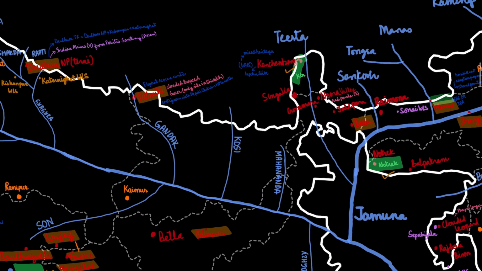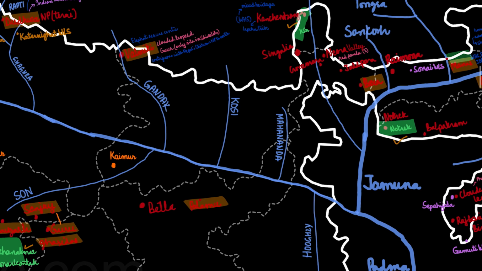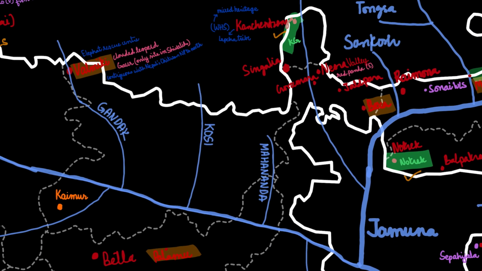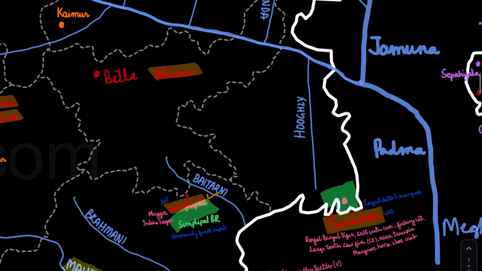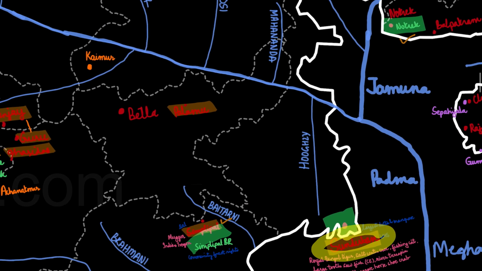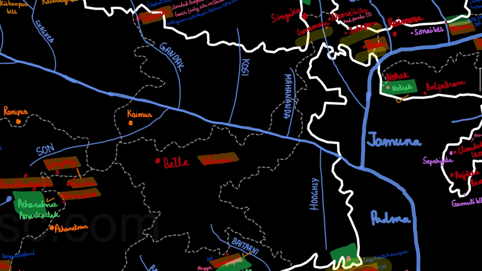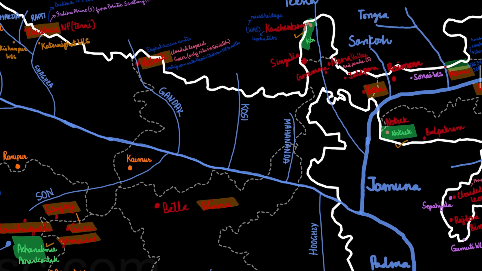So moving to the state of West Bengal. The national parks in West Bengal, first of them is Singalila National Park, then the Neora Valley, Gorumara, Jaldapara, Buxa, and Sundarbans. So these are the national parks: Sundarbans, Buxa, Jaldapara, Neora, Gorumara, and Singalila. These are the national parks in West Bengal.